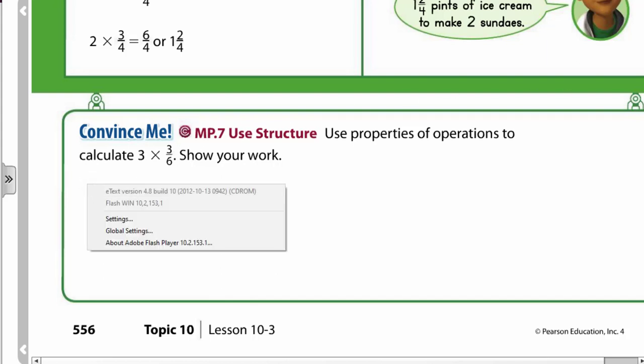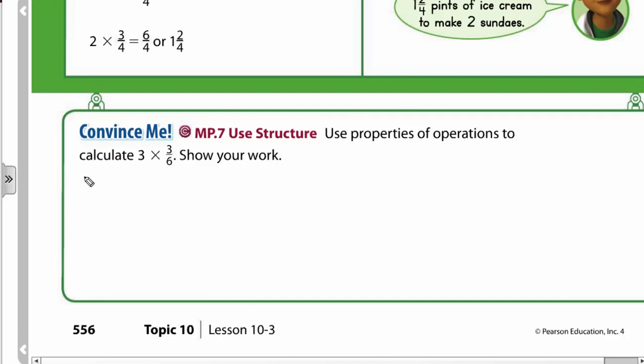Teacher, our sound is lagging. Okay. Ali, can you hear me well? Yes. Okay, so my sound is not lagging? Yes. Okay, thank you, Ali. Okay, so we will use the properties.